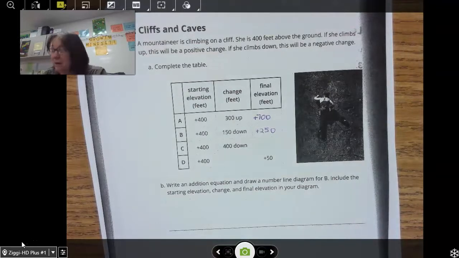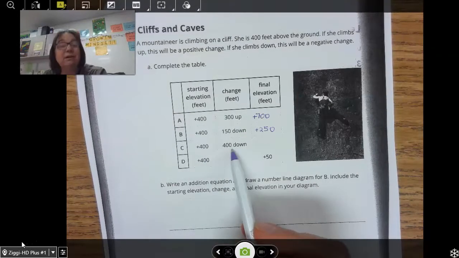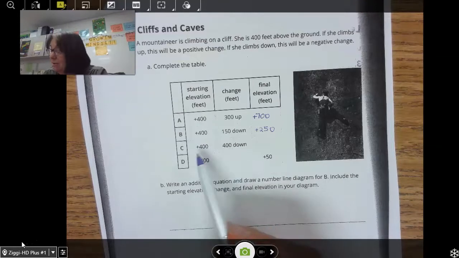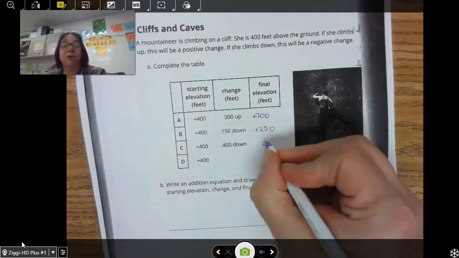Correct? But if I go 400 is where I start. I'm 400 feet above the ground. And I come down 400 feet. Well, now, these are additive inverses, right? 400 up, 400 down. I'm back at 0 or on the ground.